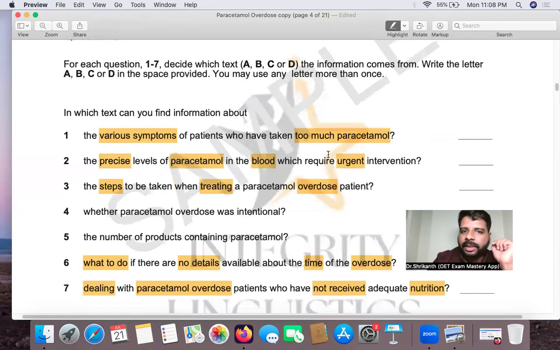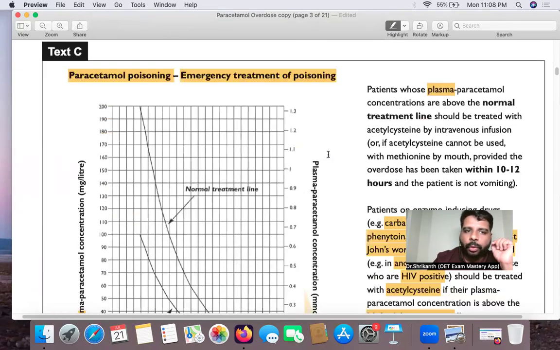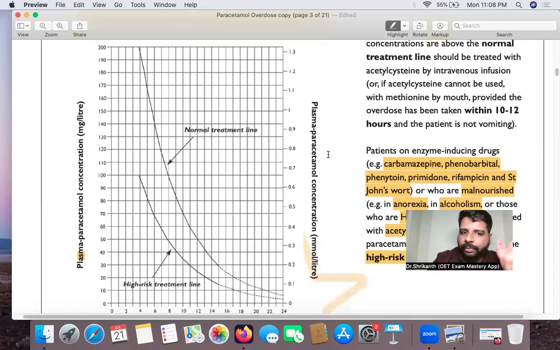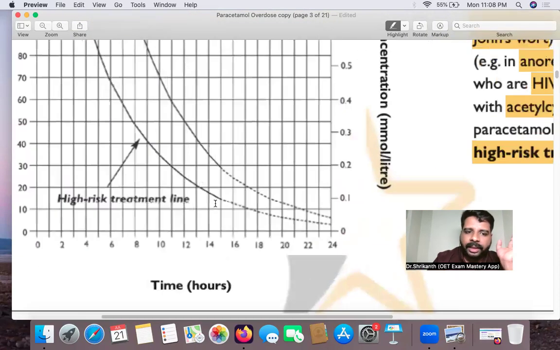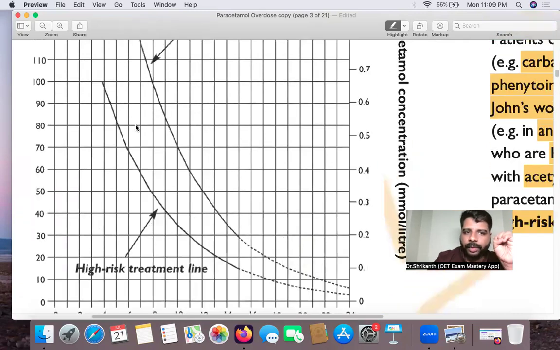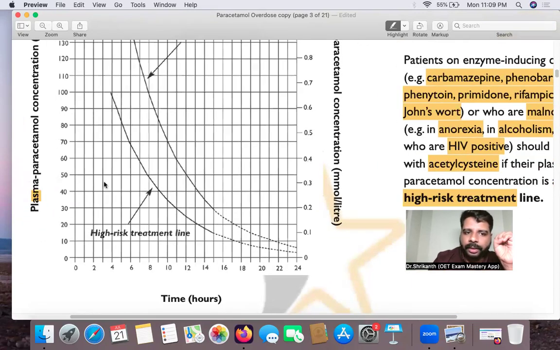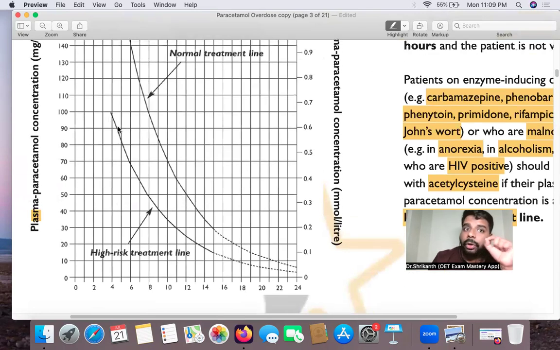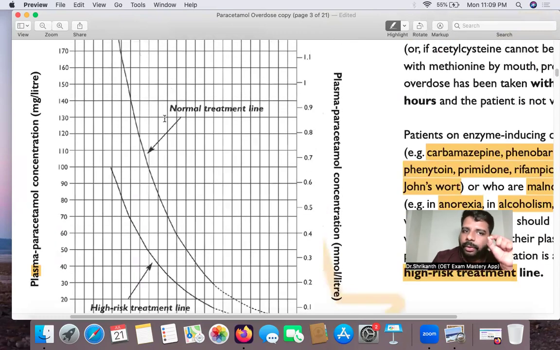So obviously we know that the answer is going to be in this graph over here. Now see, in this graph we see high risk patient. Now you see this curve over here. This curve over here is dedicated only for high risk patients. But what is the question asking us? A non-high risk patient. So we know that this is what they're asking. Now see, the OET is very cunning. So this is the graph, the curve they're asking.